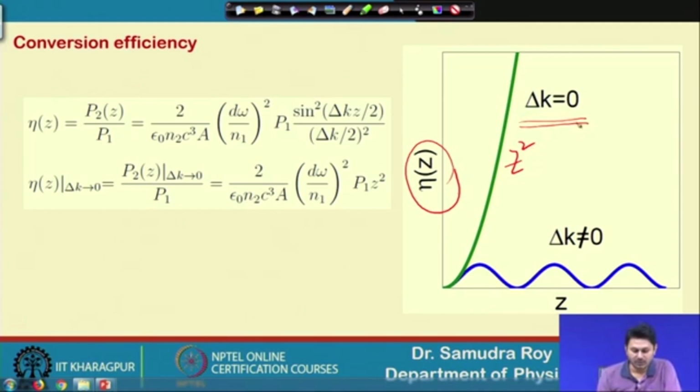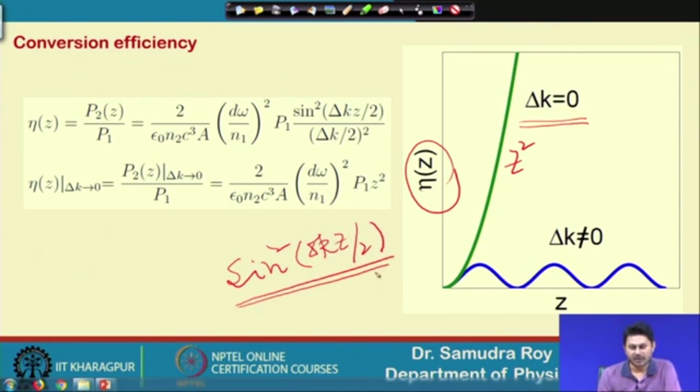However, when delta k is not equal to 0, the efficiency will be proportional to sine square of x. Please note that if delta k is not equal to 0, then this sinc term will never be 1, and we will have this as delta k z divided by 2. So it is proportional to the sine square, which means we will have a sinusoidal variation. In the initial few points the efficiency will increase, but after that it will go down to 0 value and then again increase, go to a peak, go down to some value and peak again. That means the efficiency is periodically changing with respect to z if delta k is not equal to 0.